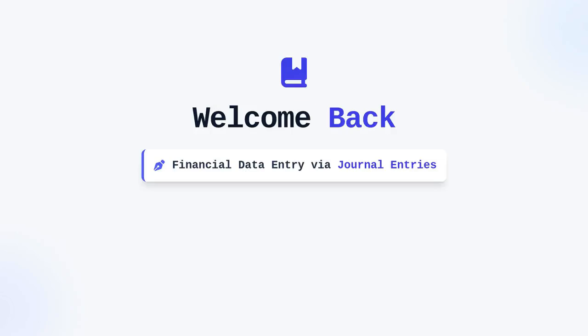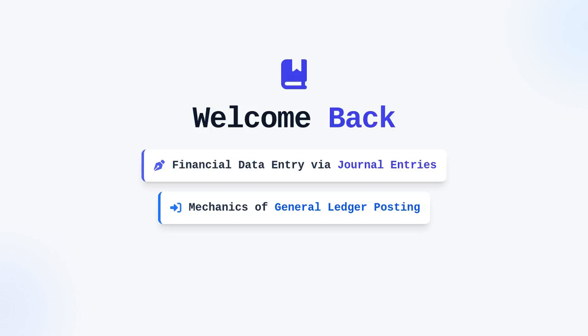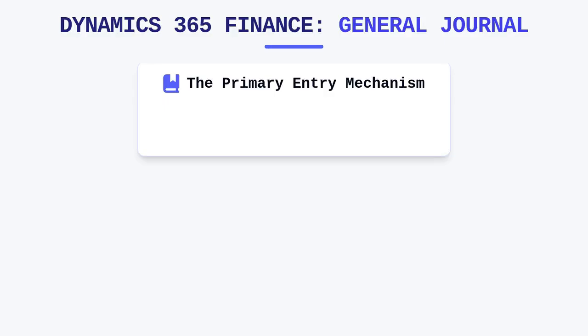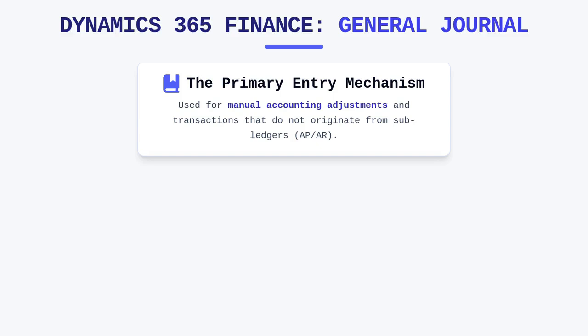Welcome back. We are now delving into the core of how financial data enters the system through journal entries and the mechanics of posting within the general ledger. In Dynamics 365 Finance, the general journal serves as the primary mechanism for manual accounting adjustments and transactional entries that do not originate from subledgers like accounts payable or receivable.